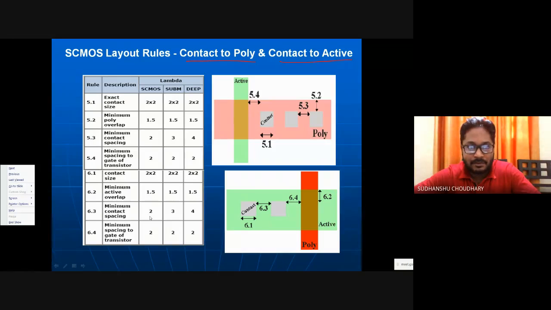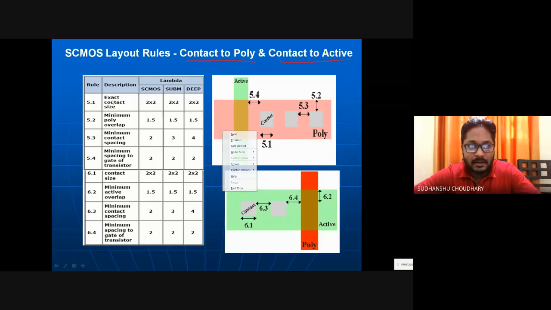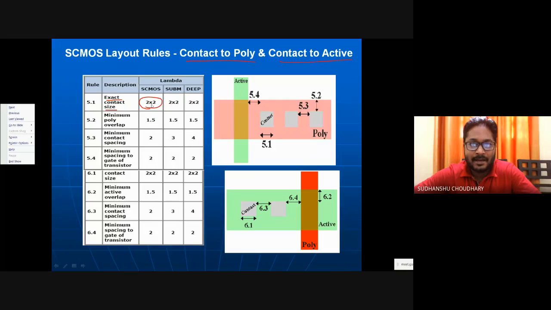It is very important to understand that these contacts, for example this 5.1, poly contact, or maybe active contact, are exact in size. There is no maximum rule or minimum rule. In fact, the contact should be exactly 2 lambda by 2 lambda. It cannot be less than 2 lambda, it cannot be more than 2 lambda. Other structures you might have seen can be more than the minimum specified, but this contact cannot be more than the minimum specified. So if it is 2 lambda by 2 lambda, it has to be 2 lambda by 2 lambda.